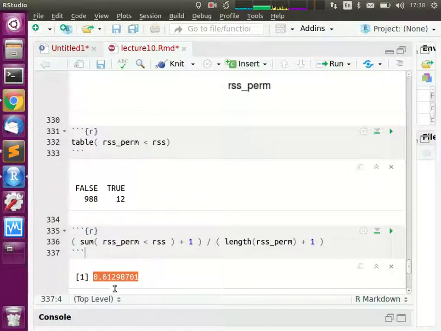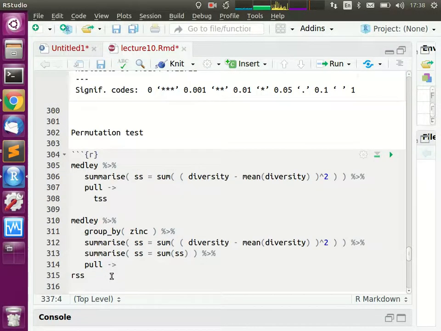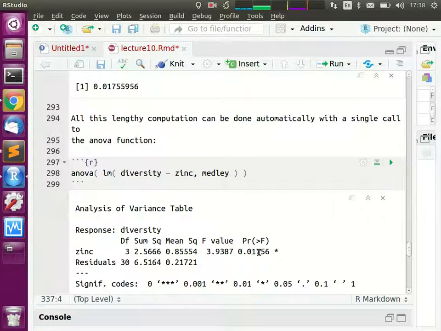So you see our permutation test has given us a p-value of 0.013. Our ANOVA test has given us a p-value of 0.018. That's sufficiently similar that we can say that these two tests more or less give us the same result. The reason why they are not exactly the same is, of course, that in the permutation test we used random permutations, and in the ANOVA we used a specific formula, this F formula.